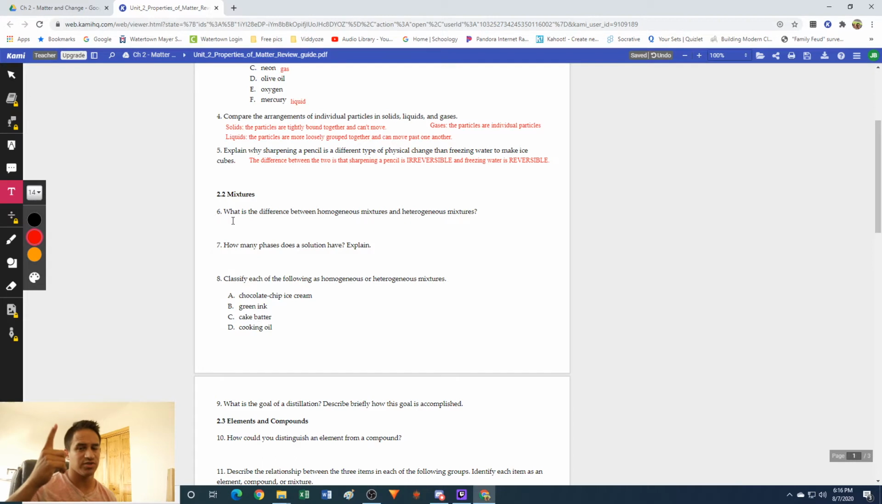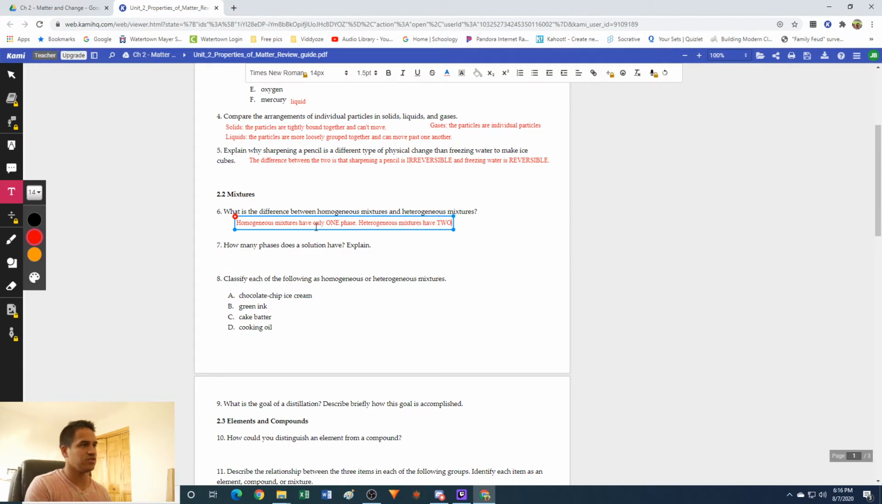Okay, so homogeneous mixtures are mixtures that have one phase, or basically that look the same throughout them. Okay, so they have a uniform look. And heterogeneous mixtures have 2 or more phases, or basically they have multiple parts to them that you can see with your eyes. Like you can see the different pieces, okay? So we're going to use our proper terminology here. So we'll say that homogeneous mixtures have only one phase. And we'll say heterogeneous mixtures have 2 or more phases.